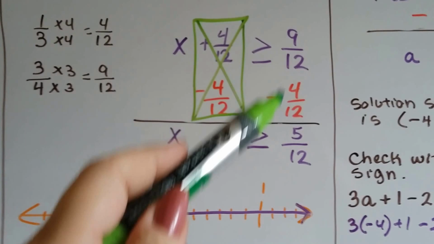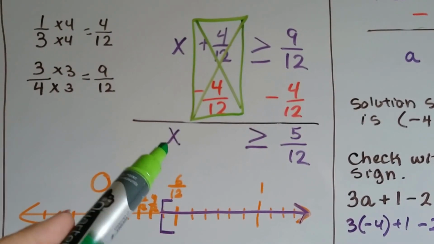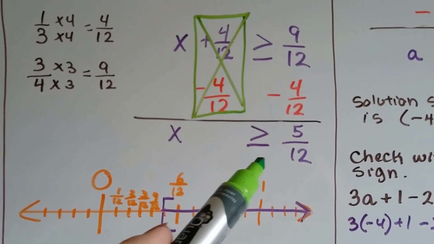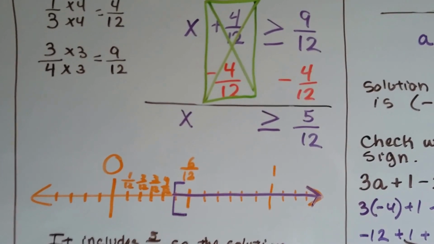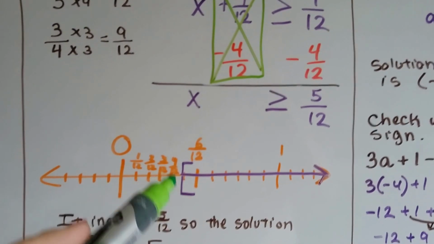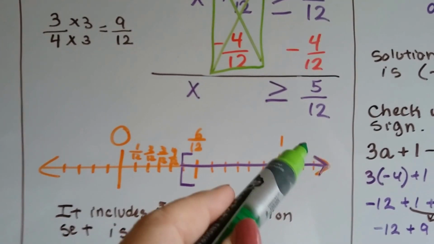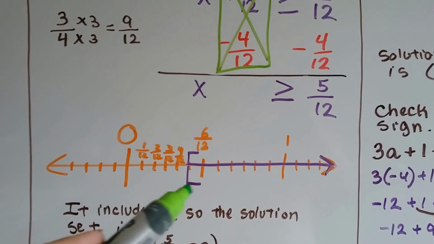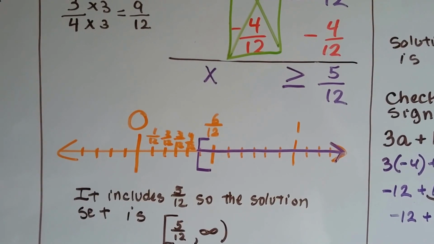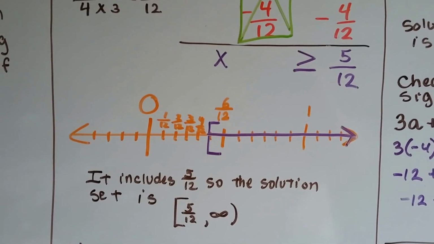We subtract 4/12 from this side and get 5/12. Now we've got x is greater than or equal to 5/12. Now, because it's got this bar underneath here and it says it includes 5/12, we don't have a parentheses, we have a bracket and an arrow going greater than or equal to 5/12, showing that it includes the 5/12. That's why we use the bracket. Remember, the parentheses means it doesn't include it, okay?